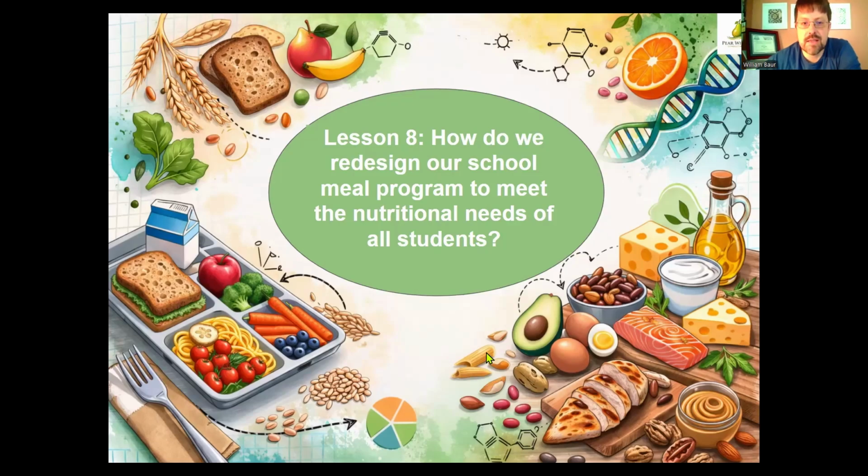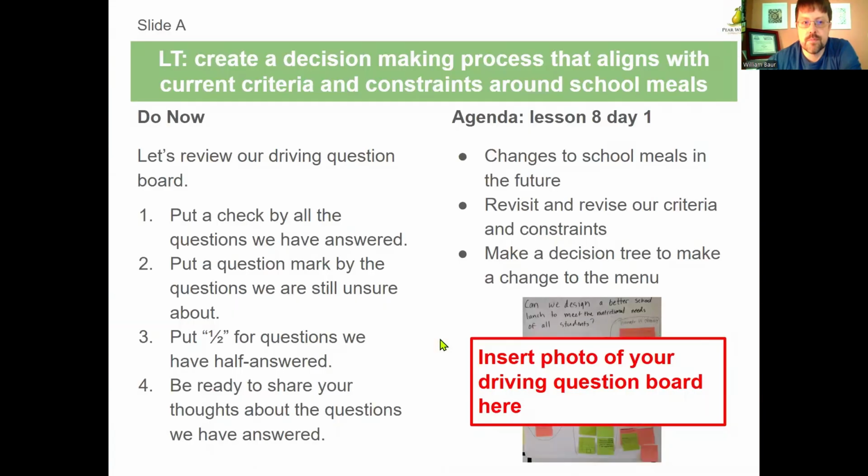We've made it to the last lesson. Lesson 8: How do we redesign our school meal program to meet the nutritional needs of all students? So to begin lesson 8, we go back to where we started with our driving question board and go through and review what questions have we answered, what have we partially answered, and what questions do we still have.